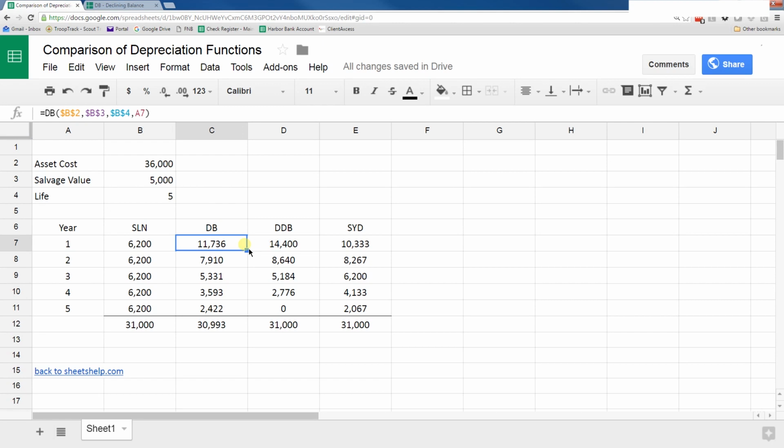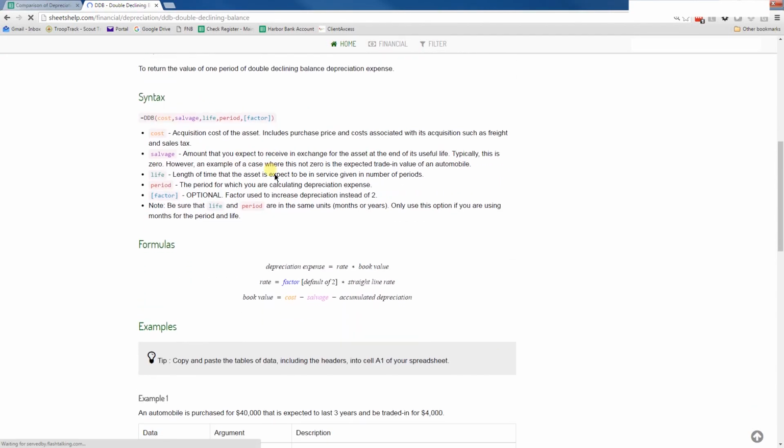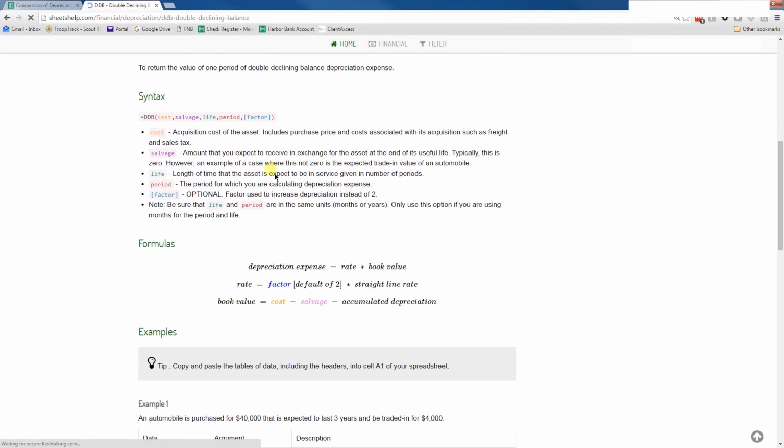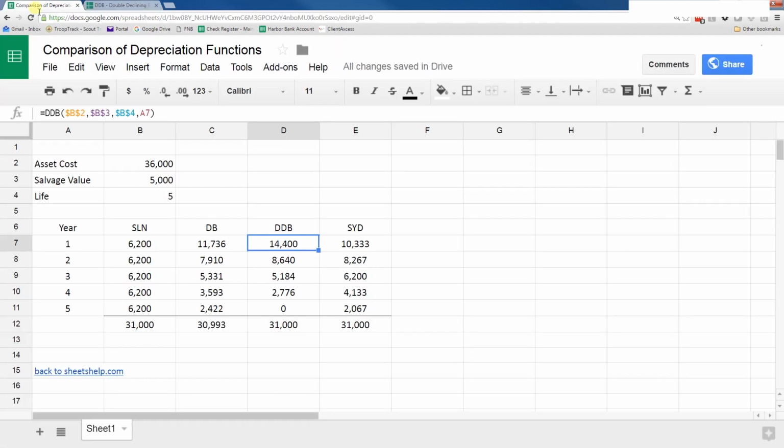Do keep in mind though, for bookkeeping purposes, for whatever reason, the declining balance function isn't self-balancing. It doesn't really know that it's not rounded properly. So you'll always have to plug it at the end if you don't want any accumulated depreciation left on the asset. The double declining balance is actually a much simpler formula, as you can see here. We'll go back to the spreadsheet.